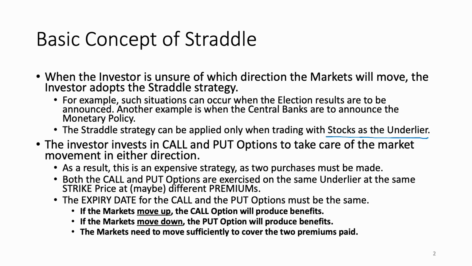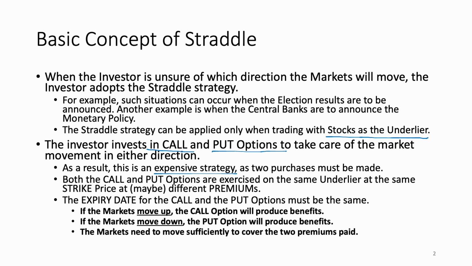In the straddle strategy, what the investor does is that to cover for the market movement in either direction, he buys a call which covers for the direction of movement of the market in the upward direction. Also, he buys a put option. So in case the market moves down, he will use the put option. So he buys a call option and a put option. Since he buys two options, the strategy is a very expensive strategy because two options have to be purchased.